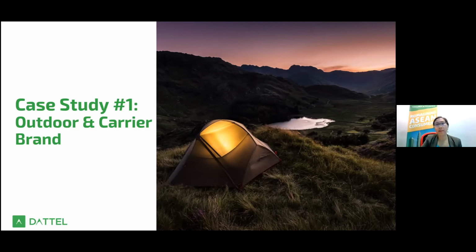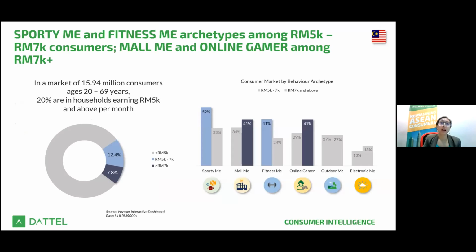So we talked to them basically to try and understand who they want to position themselves with. So what we looked at here was the data that we showed for them, looking at people who are in the household income of 5,000 ringgit monthly and above.